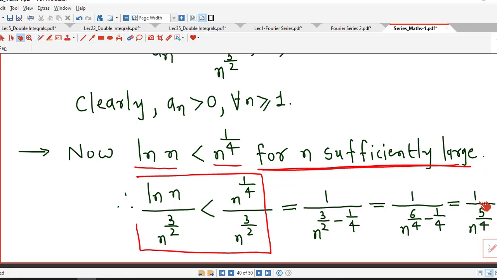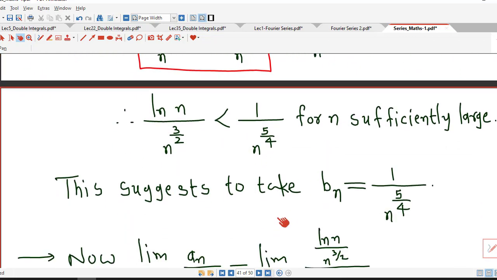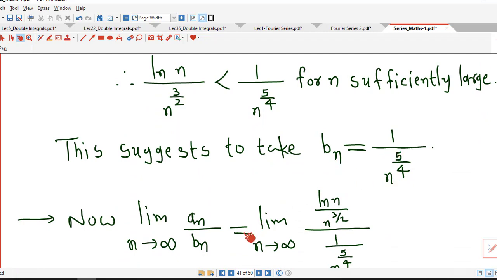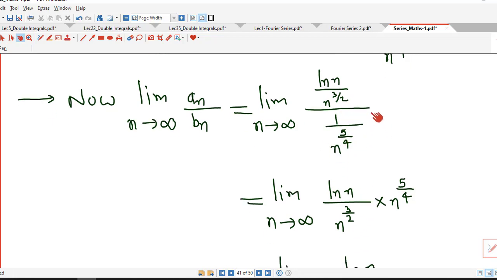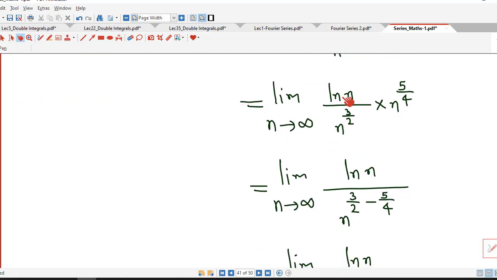So from this we have the idea that we should select Bn equal to 1 over n raised to 5 by 4. So we take Bn equal to 1 over n raised to 5 by 4, and now we calculate the limit of an over Bn as n tends to infinity. So we substitute values of an and Bn, and we can rewrite this as log n over n raised to 3 by 2. If we take this in the numerator, we have n raised to 5 by 4. This again we can rewrite as log n divided by n raised to 3 by 2 minus 5 by 4.